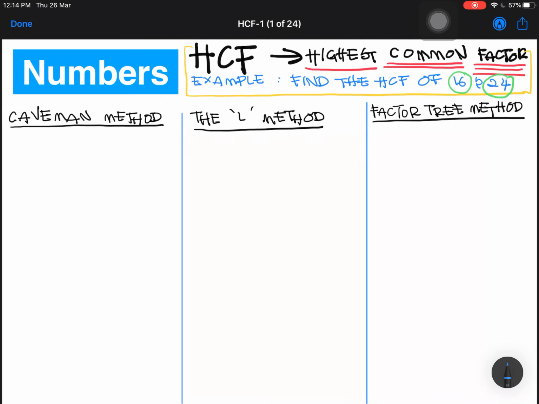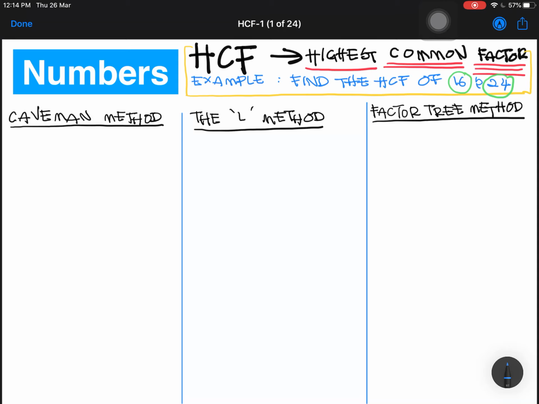Hi. Okay, this video is a quick recap about HCF. So let's start with the definition of HCF. HCF means highest common factor. If we look at the term itself, we must first get ourselves familiar with the definition of factor. A factor is a number that divides exactly into another number with no remainder.